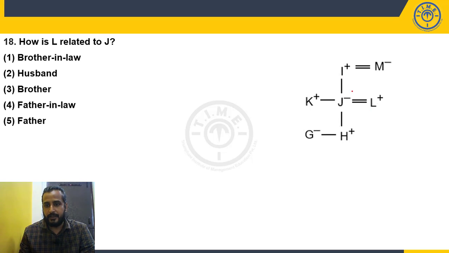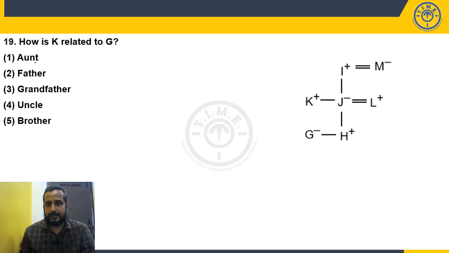How is L related to J? From J you need to check. How is L related to J? Husband. How is K related to J? G to K. What is the relation between K and J? Brother, sister. And here to here, what is the relationship? Mother. G's mother's brother is G's uncle. Choice 4.